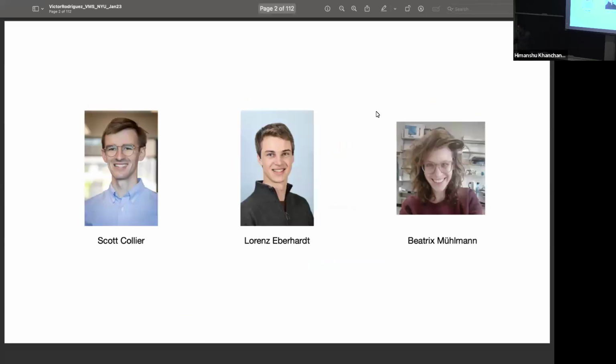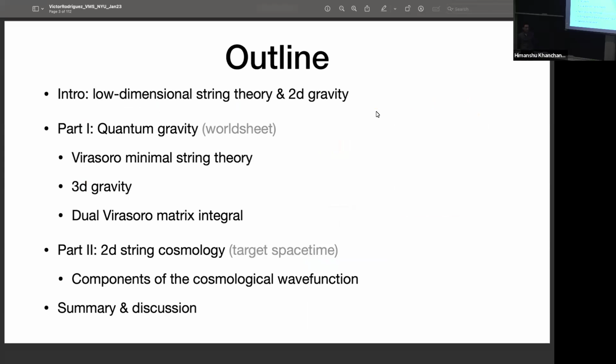Before that, let me just flash through my collaborators: Scott Collier, Lawrence Everhart, and Beatrice Bowman. This is work in collaboration with them. And here's a brief outline of today's talk. We'll first start with a short introduction, just to put things into context. What are the main ideas that have been floating around that we're trying to make progress on, which is low-dimensional string theory, broadly speaking, but also low-dimensional models of quantum gravity.